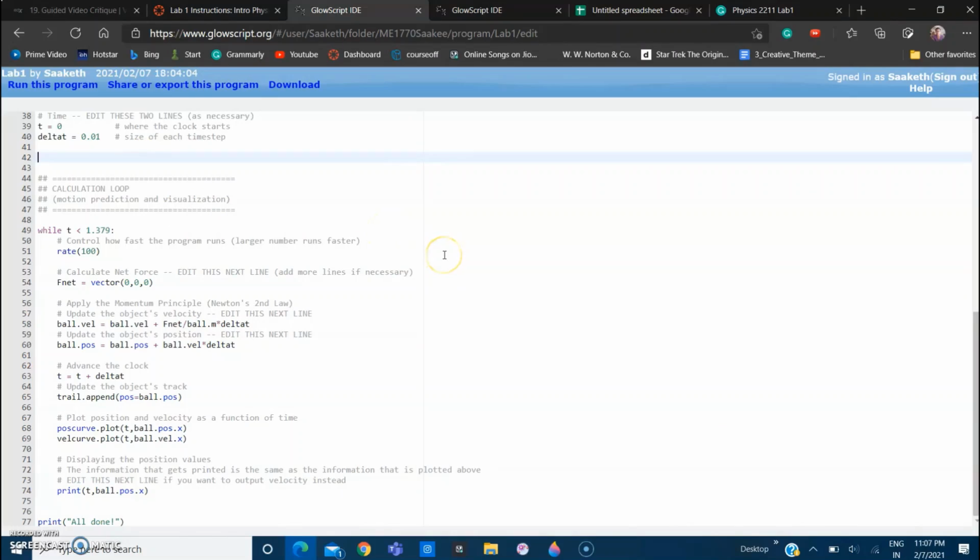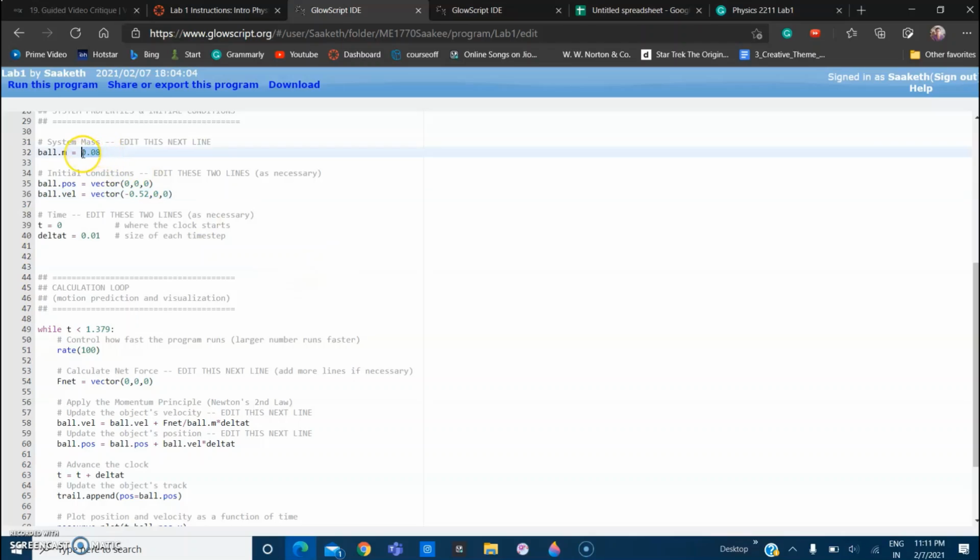I will be using a computer simulation to replicate a similar situation of constant velocity. We will be assuming the net force is 0 again, which I did over here, and there is no drag for demonstration purposes. The code will iterate for every 0.01 seconds and update the velocity and position each time, as it's happening over here, until the time reaches 1.379 seconds, which is the time the yo-yo stopped rolling.